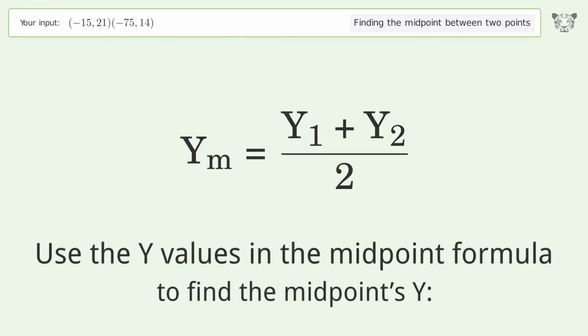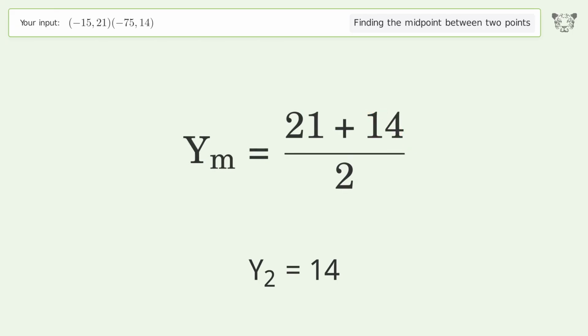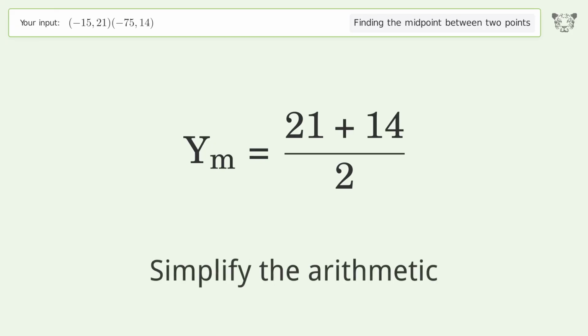Use the y values in the midpoint formula to find the midpoint's y. y1 equals 21. y2 equals 14. Simplify the arithmetic.